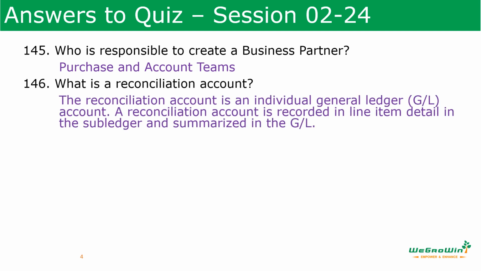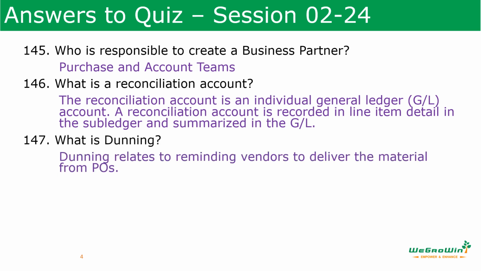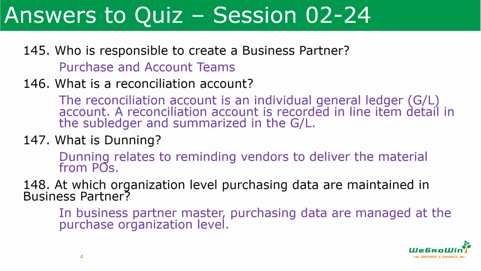What is reconciliation account? The reconciliation account is an individual general ledger account. It is recorded in the line item in detail, in the subledger, and also it is summarized in the general ledger. For further clarifications, please discuss with your accounting team member. What is dunning? Dunning relates to the reminders which are sent to the suppliers for the delivery of the material from the purchase orders. At which organization level are purchasing data maintained in business partner? In business partner master, purchasing data are maintained at the purchase organization level.